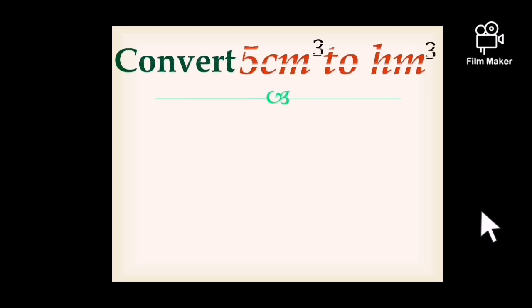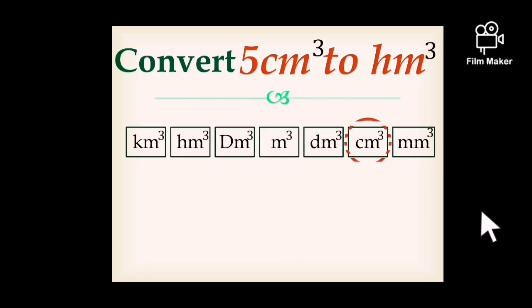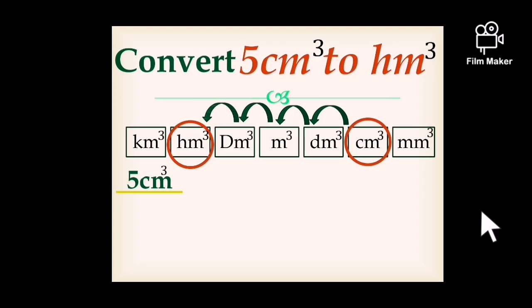So, let us convert 5 cubic centimeter to cubic hectometer. From cubic centimeter to cubic hectometer, we're converting smaller units to bigger, so we have to divide. So, 5 cubic centimeter divided by... 1, 2, 3, 4. So, 4 steps away.